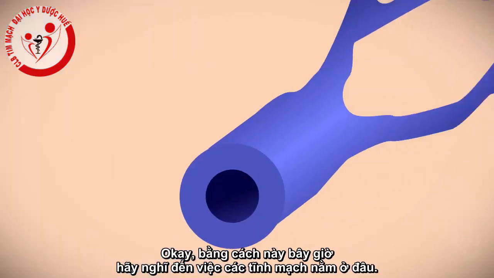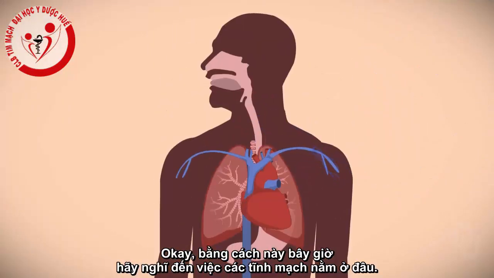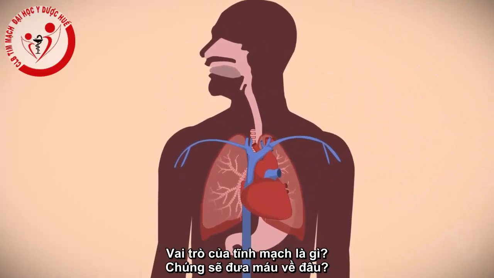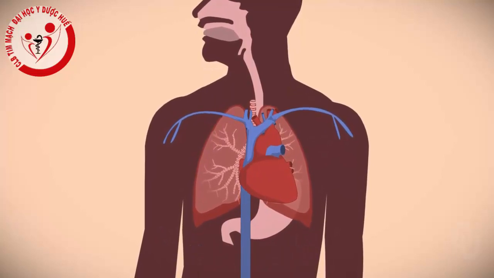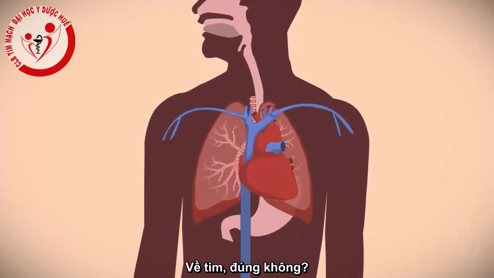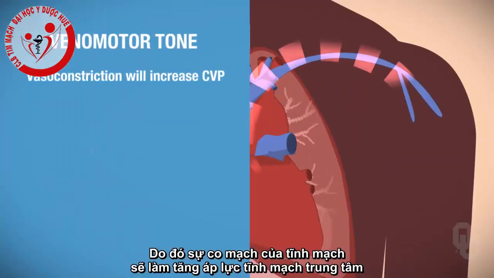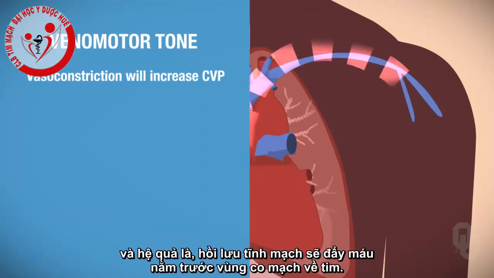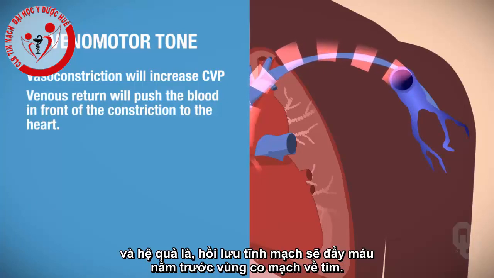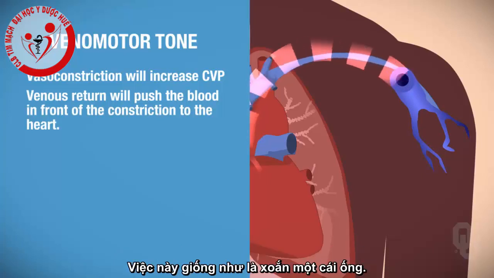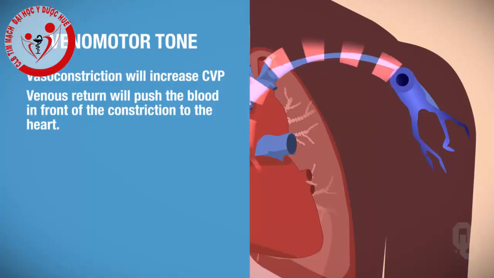Okay, so by doing that, now think about where your veins are. What's the role of a vein? Where are they taking blood? Back to the heart, right? So vasoconstriction of a vein will increase central venous pressure, and therefore venous return will push the blood that's in front of the constriction into the heart. This is kind of like kinking a hose.